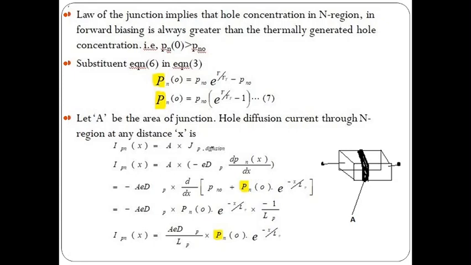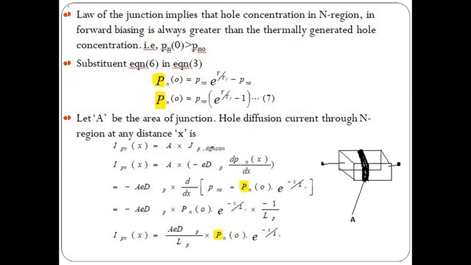So from that we have written minus AE dP into Pn of 0 into e power minus x by Lp, and the derivative of e power minus x by Lp equals e power minus x by Lp times the derivative of minus x by Lp, which is minus 1 by Lp. Lp, we know, is the diffusion length, the distance traveled by the hole in the n region after injection before recombination. From this we can write Ipn of x equals AE dP by Lp into Pn of 0 into e power minus x by Lp.